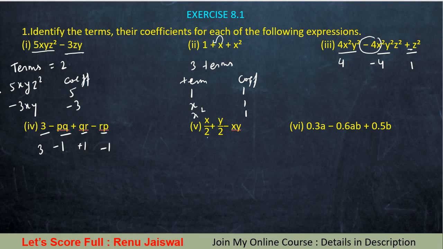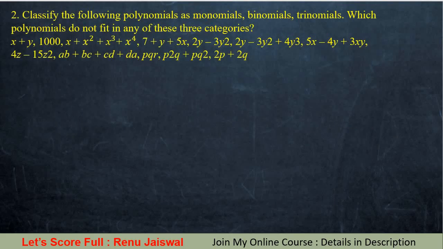Here again I have 3 terms: 1, 2, 3. The coefficient is 1 by 2, again 1 by 2, and minus 1. Here it's a minus, I forgot to put space. The coefficient is 0.3, minus 0.6, 0.5. What we have learnt is the coefficient can be anything: fraction, negative, decimal, anything. So that's about the first question. Let's practice a few more. Question 2 says, classify the following polynomials as monomial, binomial, trinomial.